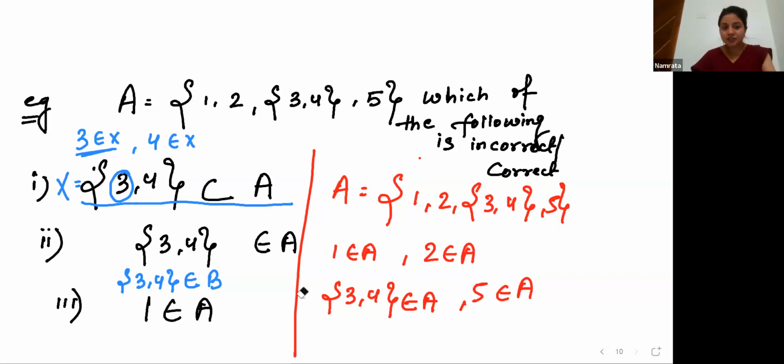Similarly, if we go to the third question, we see 1 belongs to A. So, is there any element 1 which belongs to set A? Can you see? Yes, 1 belongs to set A. Hence, we can say this one is also correct. All right. So have you understood the difference in how we analyze whether any given set is a subset of another set or not? Let's do a few more questions.